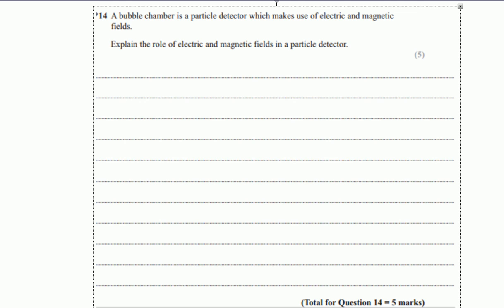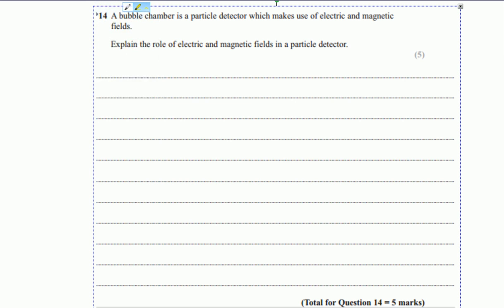A bubble chamber is a particle detector which makes use of electric and magnetic fields. Explain the roles of electric and magnetic fields in a particle detector. Should be a nice little bit of revision for us, thinking about what we've done.